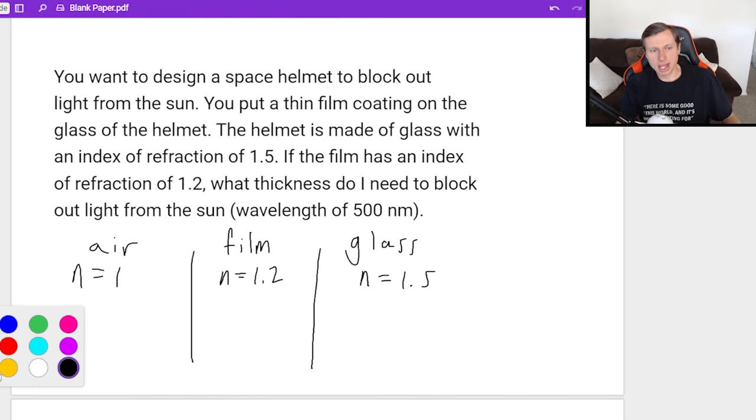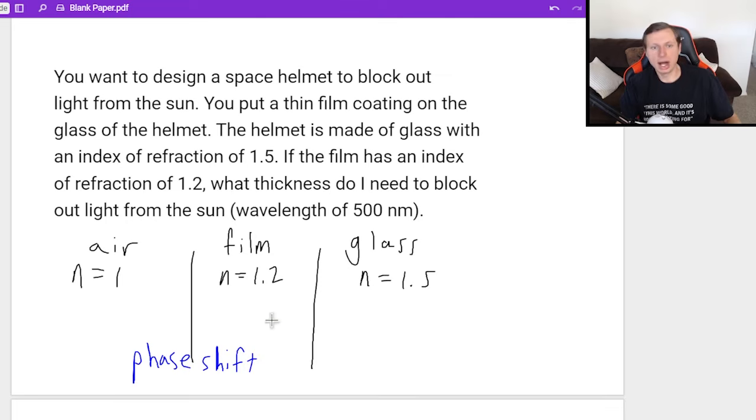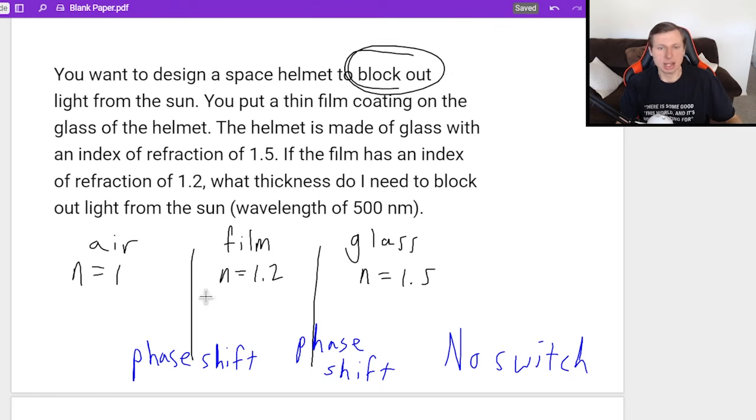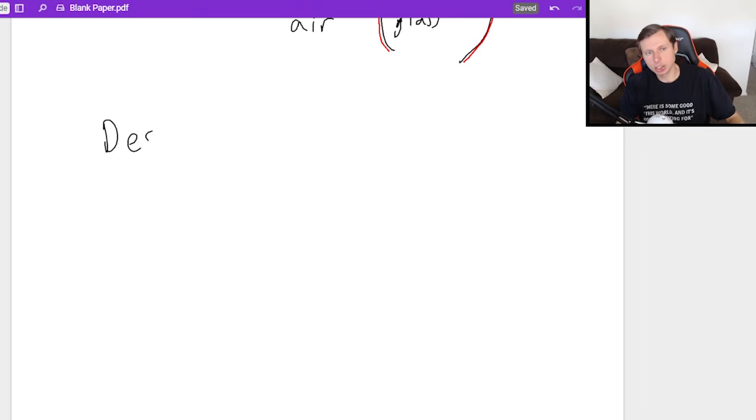But one thing I will say is that I'm going to have a phase shift here because I'm going to a higher index of refraction, 1 to 1.2, that is higher. And then I get higher again when I go from the film to the glass. So there are 2 phase shifts this time, which means no switch. I'm going to keep constructive and destructive the same as they normally are. And since I want to block out light from the sun, that means that I want destructive interference again. And since there was no switch, m is just going to be 0.5.